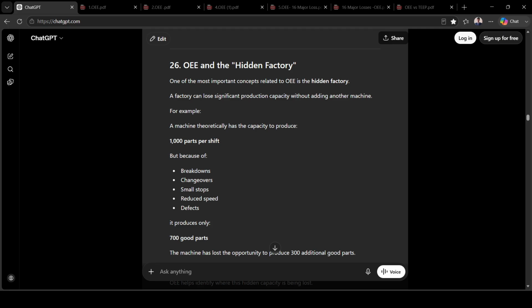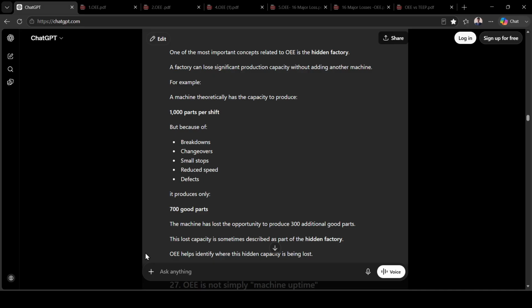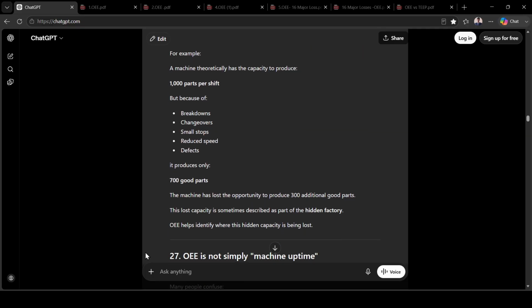For example, a machine theoretically has the capacity to produce 1000 per shift, but because of breakdown, changeover, small stops, reduced speed, and defects, it produces only 700 good parts. The machine has lost the opportunity to produce 300 additional good parts. The lost capacity is sometimes described as part of the hidden factory. So OE helps identify where the capacity is being lost.